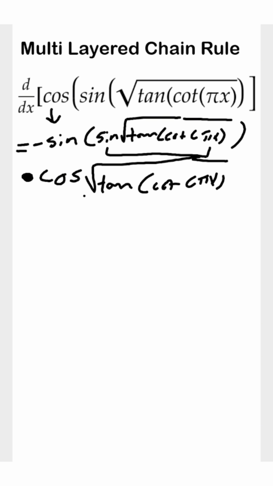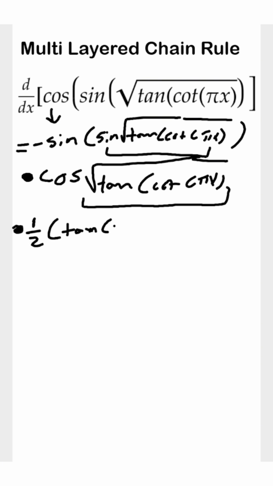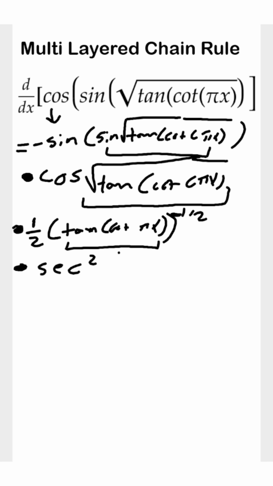Do the same thing again, but this time you're taking the derivative of the square root of tangent. This is just the same thing as tangent to the power of 1/2. If you recall from the power rule, to differentiate something raised to some power, you take the power down, keep the inside the same, cotangent pi x, but subtract 1 from the exponent. So now we have tangent to the power of negative 1/2 of cotangent pi x, and then you multiply by the derivative of the inside. The derivative of tangent is secant squared, keep the inside the same, and then you multiply by the derivative of the inside.